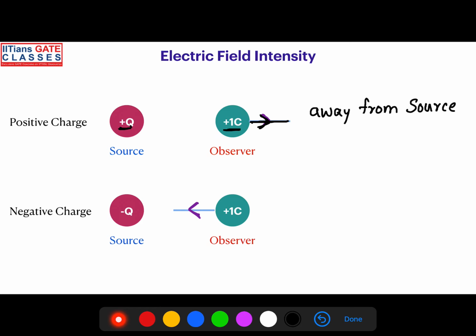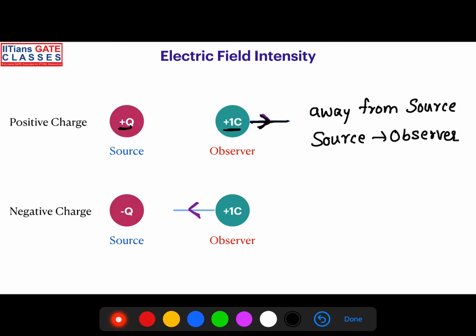In other words, I can say when the charge is positive, the direction of electric field intensity is from source to observer. In other words, the observer will be moving away from the source. So the electric field intensity lies from source to observer. I hope the point is clear.